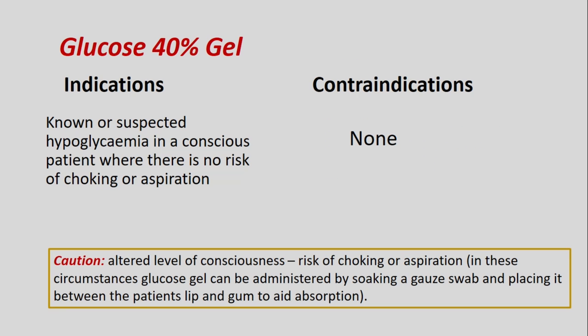As I've mentioned, it is indicated for known or suspected hypoglycemia in a conscious patient where there is no risk of choking or aspiration. There are no contraindications for the use of glucose gel, and the treatment can be repeated as necessary in the hypoglycemic patient. Caution must be taken, however, for those patients who have an altered level of consciousness due to the risk of choking or aspiration. Whilst this should prompt you to consider alternative treatments, you may attempt to soak a gauze swab with glucose gel and place it between the lips and the gum in an attempt to aid absorption.